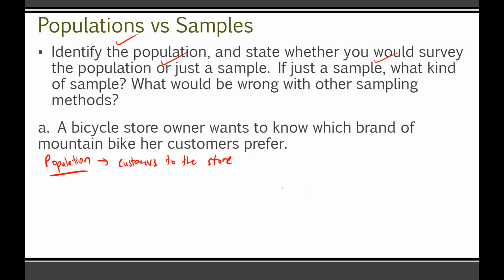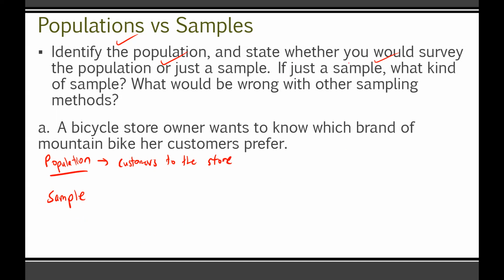And this is where you can turn it into a bit of a debate. But in this case, I think there's a much stronger case to be made for just surveying a sample. The reason you wouldn't want to survey the whole population is maybe some people only go to the store once every year or so. It would be hard to find exactly who's coming to the store. So you just want to get a sample of what type of mountain bike her customers prefer.